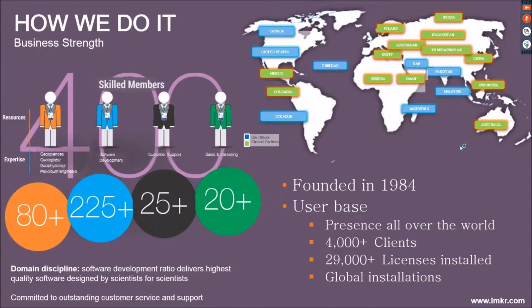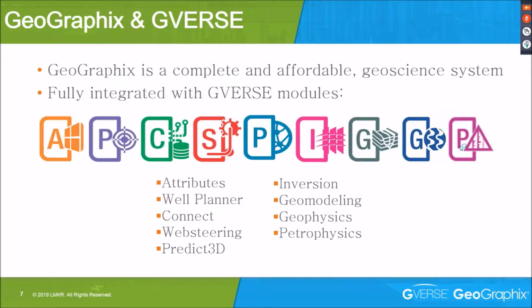We have more than 4,000 clients worldwide, more than 29,000 licenses installed, and a pretty big, robust team, not only for sales and marketing, customer support, and development, but also geoscientists who help develop the software, the different products and programs that we added into GeoGraphix and GVERSE, and help with different other issues. GeoGraphix is a very complete and affordable geoscience software system, and it's fully integrated with the GVERSE modules.